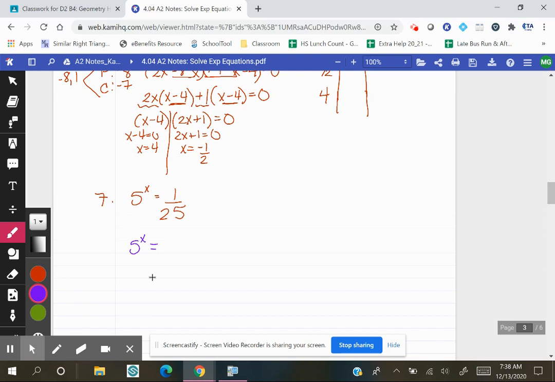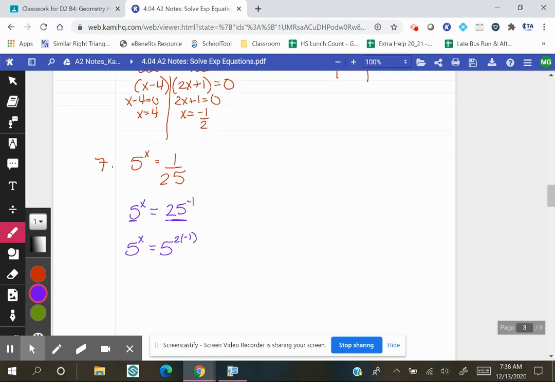And remember, negative exponents are the exponents that tell us to flip or take the reciprocal. So 1/25 is really the same thing as saying 25 to the -1st. So now that makes it a little bit easier for me to look at. So now I want to rewrite 25 with a base of 5. Well, I can do that because I know 5 squared gives me 25. And then bring down your -1. Set your exponents equal. So x equals -2, and we're done.